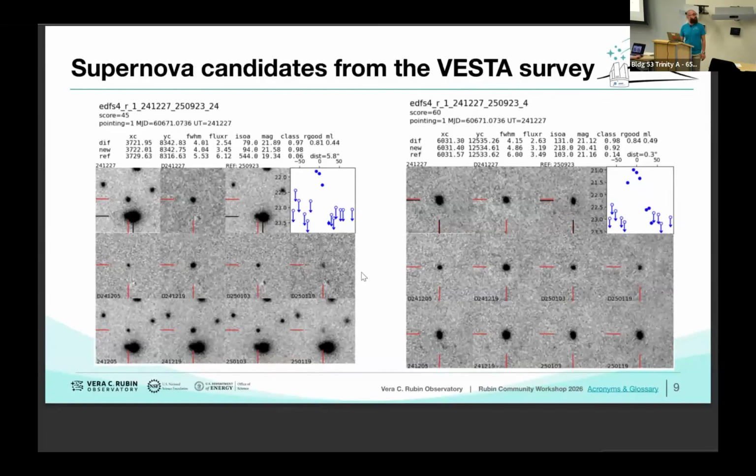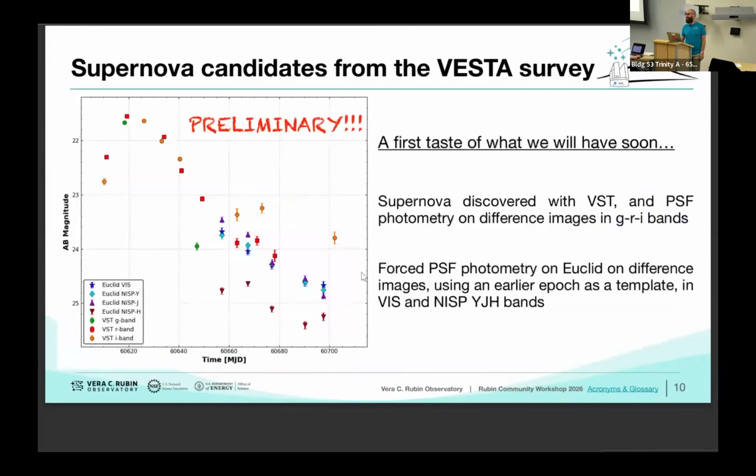And I also have one thing to show you. This is very, very preliminary, so take this plot with some caution, but this is a first taste of what we will have soon when both Rubin and Euclid will be fully operational, because this is a light curve of a supernova using both VST observations in g, r, and i bands and Euclid observations. You see these late points here. So this is just the beginning of what we could have in the future once all the surveys will be fully operational.